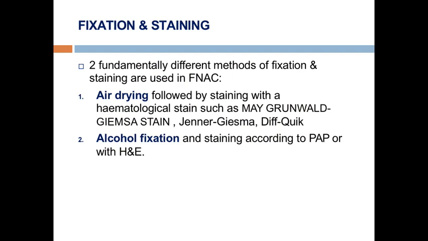Next we can do is alcohol fixation, where I already told you the fixatives: 70 to 90% alcohol, glutaraldehyde. So these are the fixatives which can be used, where you take the smear and you take a Coplin jar, fill it with the fixative, and then you put the smears inside the fixative. Now, what all stains can be done with this is you can do a Pap stain or you can do an H&E stain. So these are the different stains which can be performed.